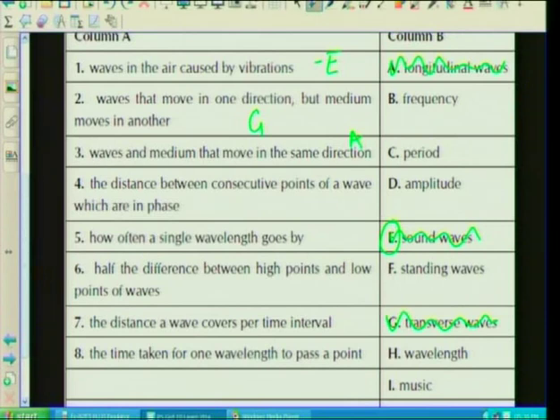Number 4. The distance between consecutive points of a wave which are in phase. In phase, distance between them, and consecutive. This is another definition. Hopefully you're screaming at the TV right now going, I know what that is. That is wavelength. So we look on our column B and we go, where's wavelength? It is H. So that is H.